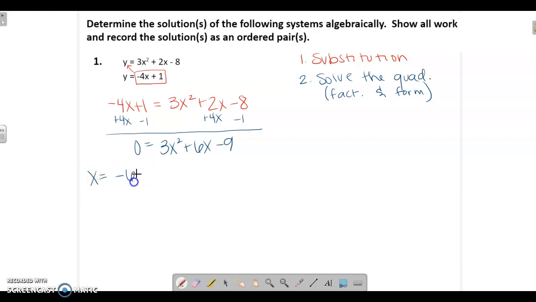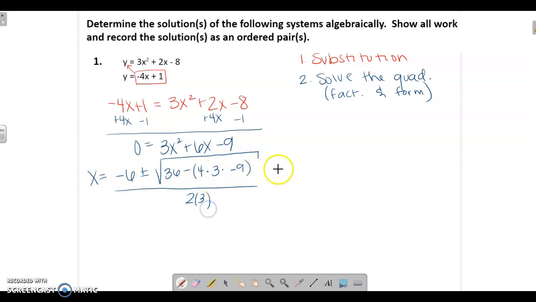So negative b plus or minus the square root of b squared, so 6 squared is 36, minus 4 times a times c, all of that over 2 times a, so 2 times 3. So take a second, pause the video, see if you can simplify this, and then check back with me. So I get negative 6 plus or minus the square root of 144 over 6.